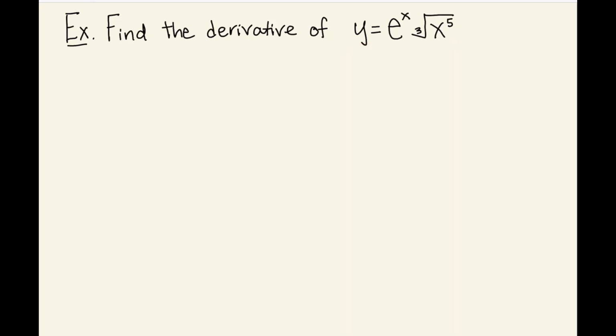We first note that this function has the structure of a product. So y is equal to e to the x times the cube root of x to the fifth. And fortunately, we have a rule that allows us to differentiate products, and that's called the product rule.